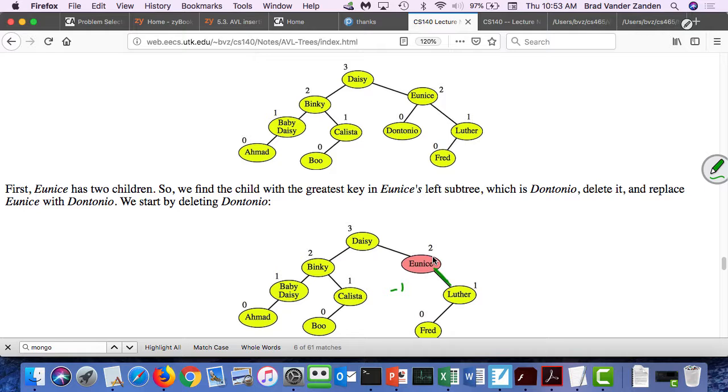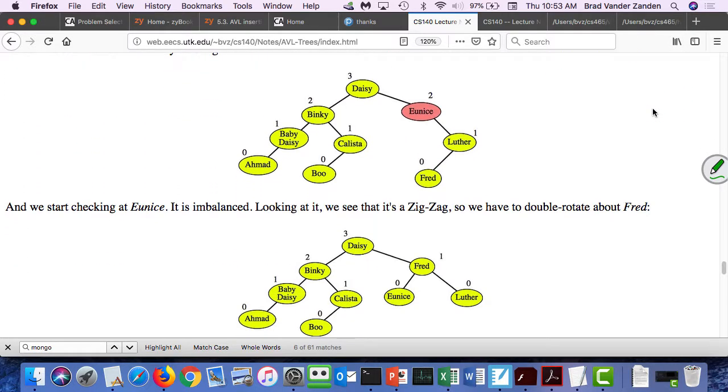So when we do that double rotation about Fred, first of all, Luther becomes a right child of Fred there. And then Eunice becomes a left child of Fred. So we end up with this subtree, and we still have one more thing to do with Eunice. We deleted Eunice and replaced it with D'Antonio. So the final operation is D'Antonio replaces Eunice.